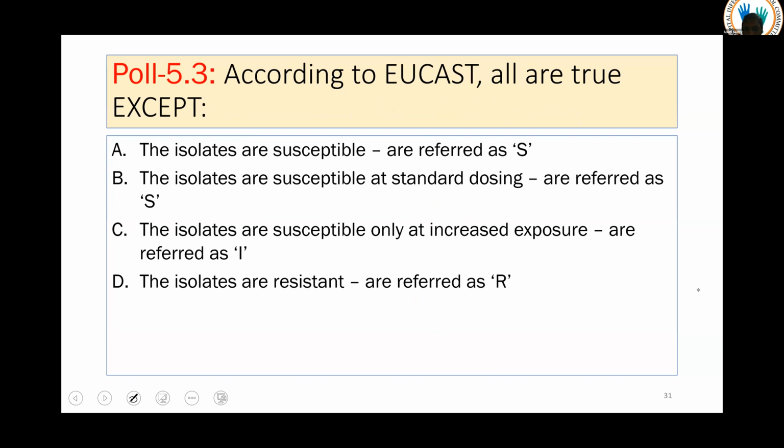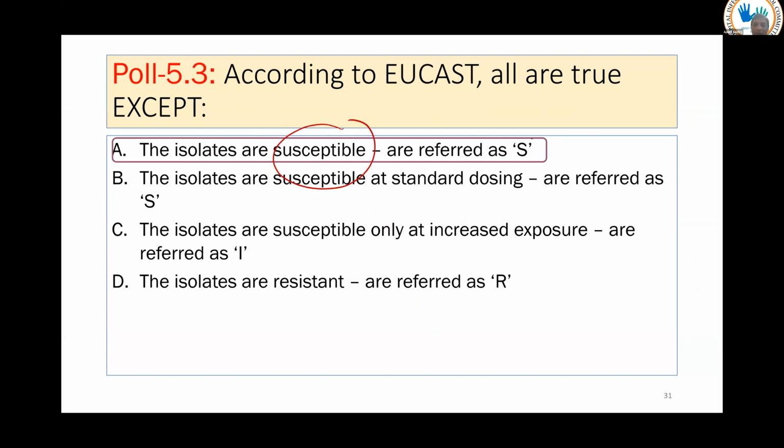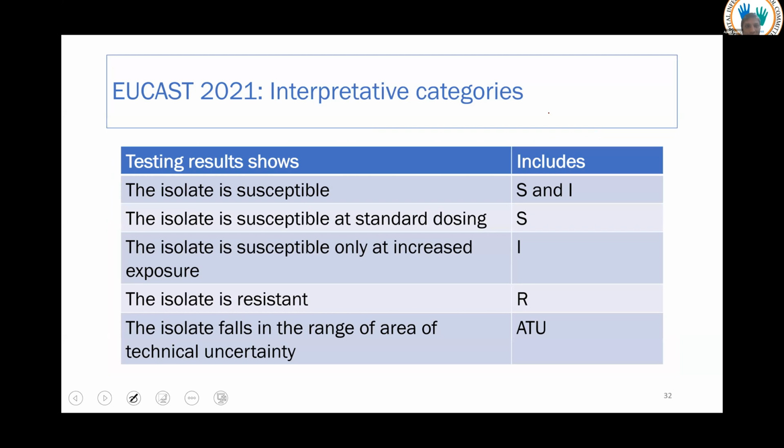So here again, a thing you have to understand is that isolates that are susceptible in EUCAST, according to EUCAST, S means susceptible, means S plus I, because I is susceptible at standard. I mean, the next slide, it is easy to answer. It is easy to understand.